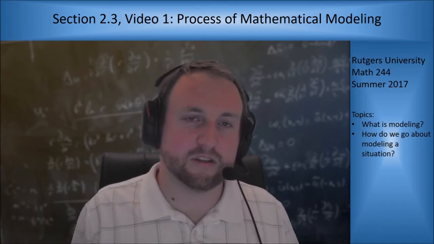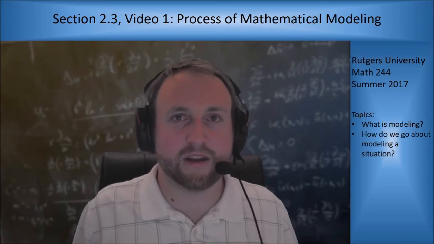So section 2.3 talks about mathematical modeling. And in this section we're going to go through what the book calls their three-step process for mathematical modeling, which in my own opinion is also a pretty good way to think about how models are built, constructed, and analyzed. So let's go ahead and jump on into that.